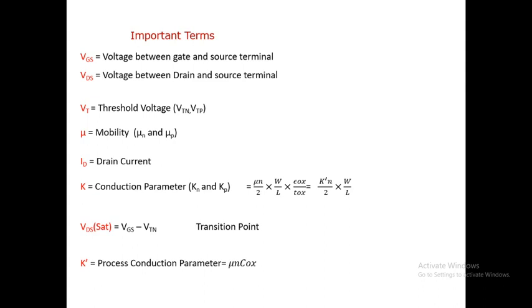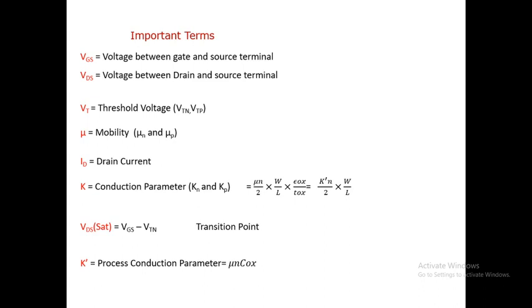If an N type MOSFET is used, then it is represented as VTN, and if a P type MOSFET is used, then it is represented as VTP. Mu is the mobility: mu n is the mobility of electrons and mu p is the mobility of holes. ID is the drain current. K is represented as a conduction parameter, Kn and Kp.